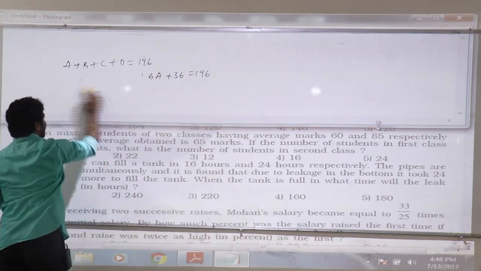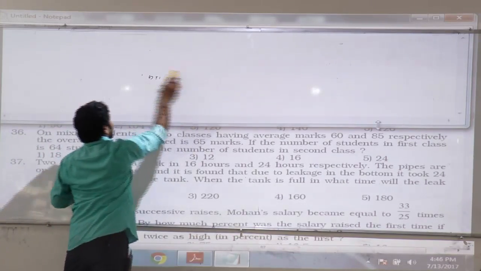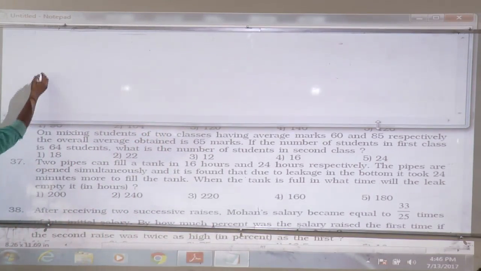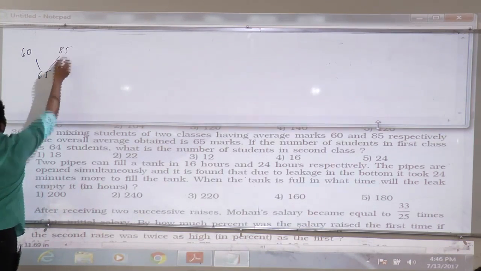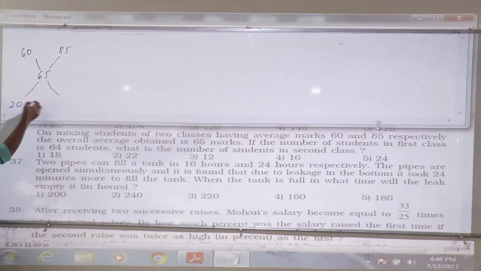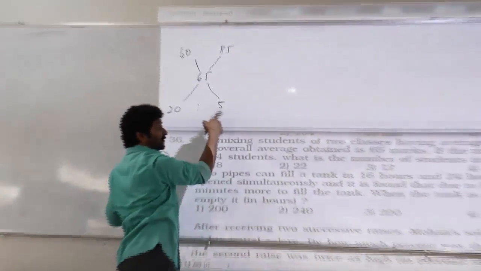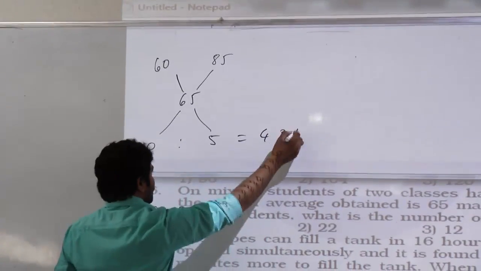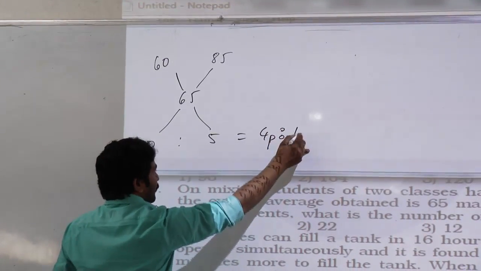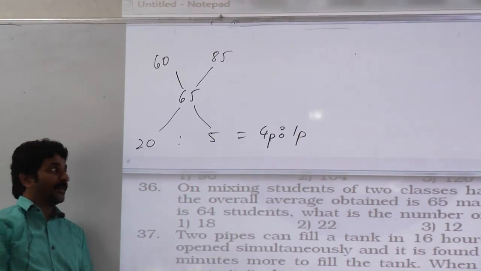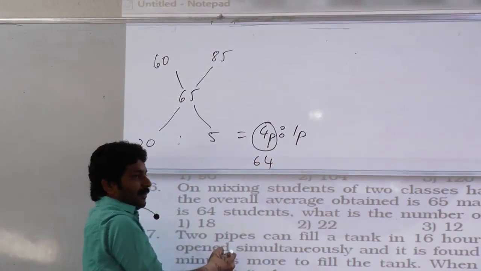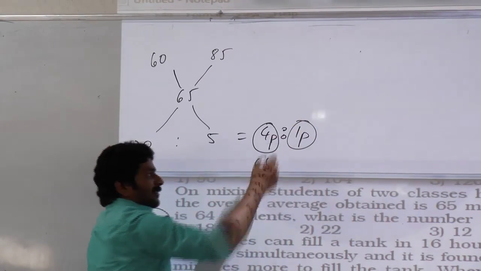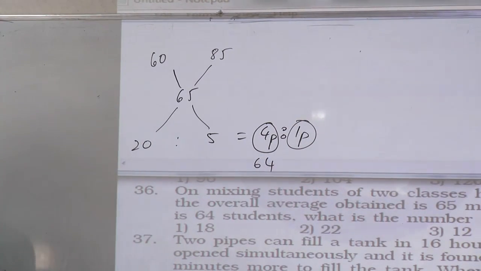Average of the first class is 60 and the second class is 85, and the total average is 65. So here I have 60 and we have 85. Let's go for alligation. How much is this? 20, and this is 5. So 20 is to 5, in the sense 4 is to 1. First class is 4 parts, and the second one is 1 part. And you were given 4 parts as 64, and you are asked about 1 part. 64 by 4, which is 16.